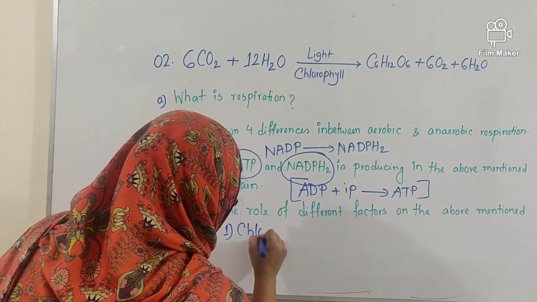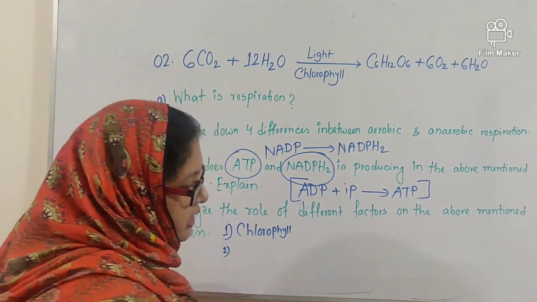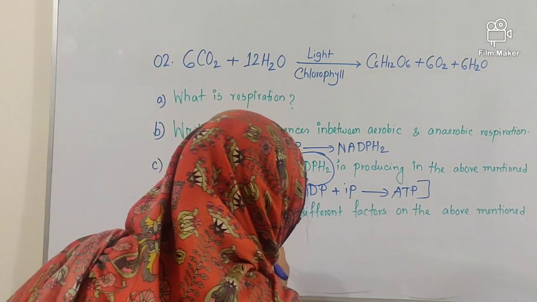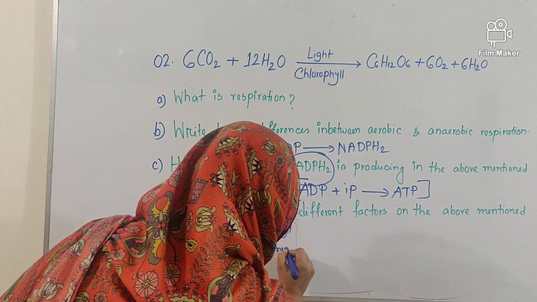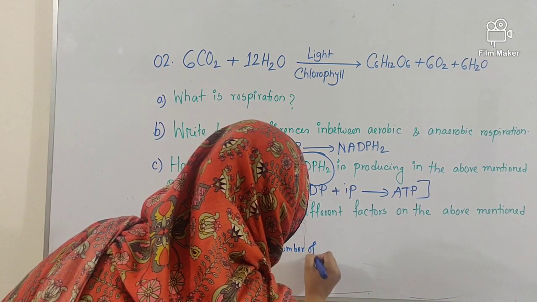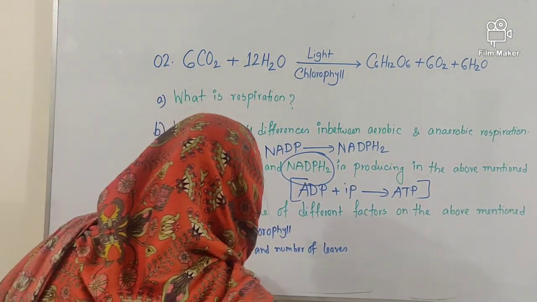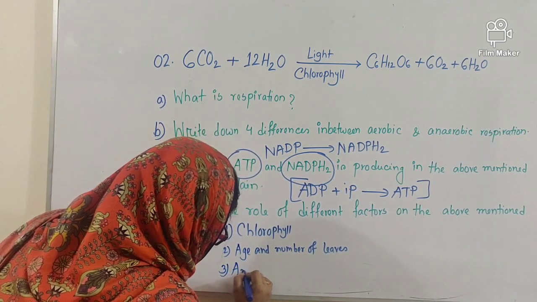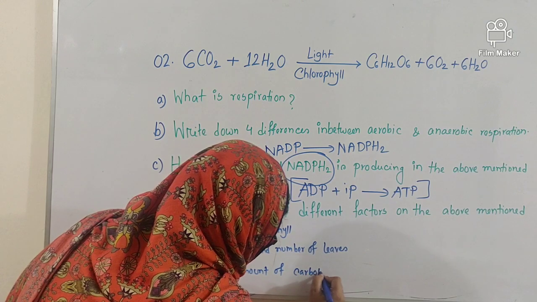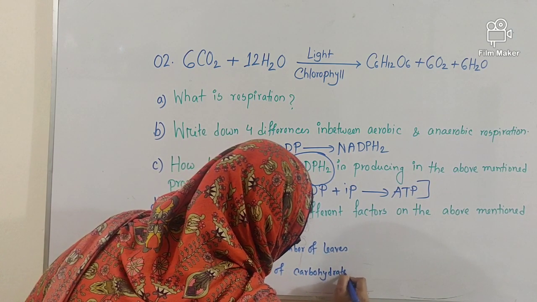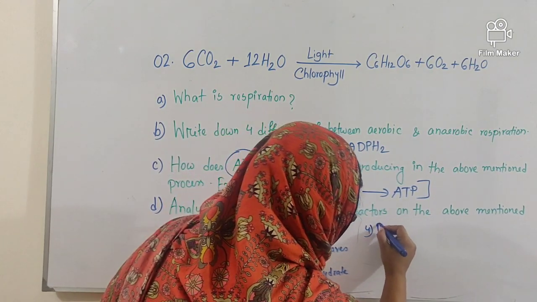Number 1, chlorophyll. Number 2, number of leaves. Number 3, amount of carbohydrate. Then number 4, potassium.